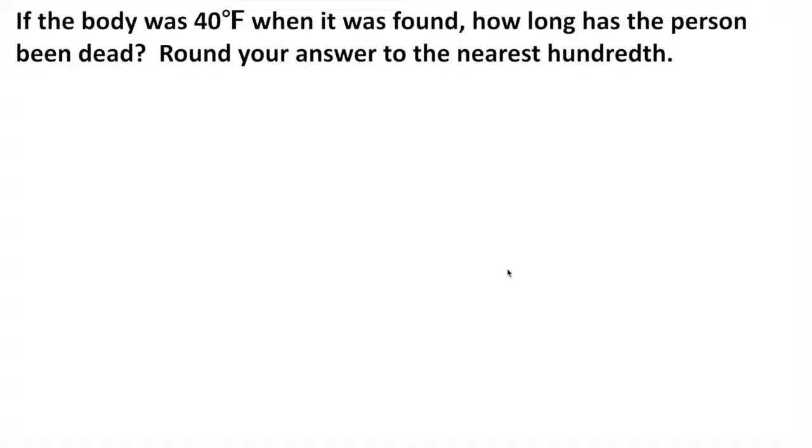If the body was found and it was 40 degrees Fahrenheit, how long has the person been dead? Then we need to round our answer there. Okay, so we have our model. This is our original model. Now, we just know T of T at this point. We're going to plug in 40. So I'm going to let you do that one.